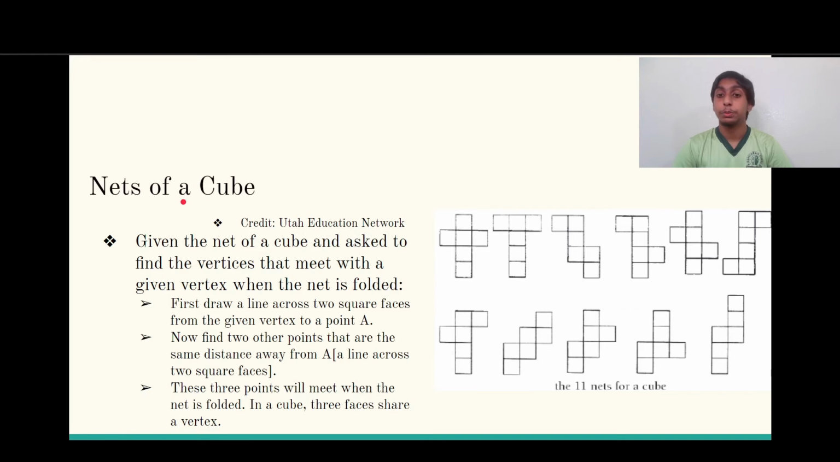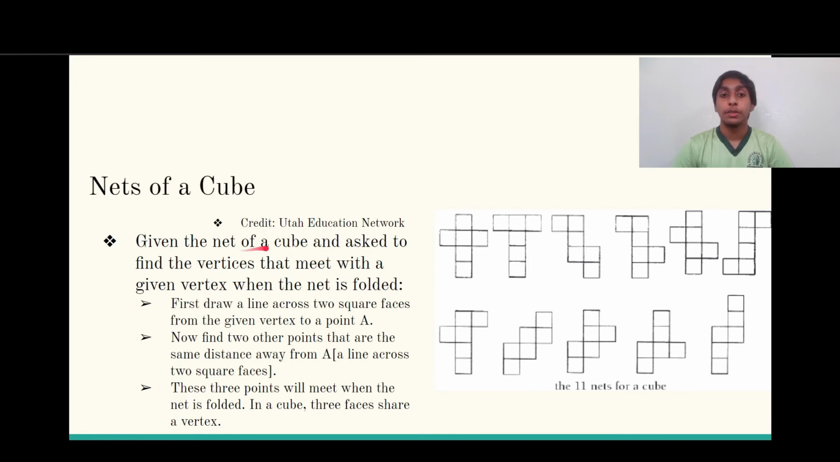Nets of a cube. So basically a net of a cube or any shape is when you unfold a box like these, and that's called a net. A net is when you lay out all your squares on a flat piece of paper, and when you fold it all up, that's when you get your actual cube. So a cube has 11 nets, as you can see in this picture.